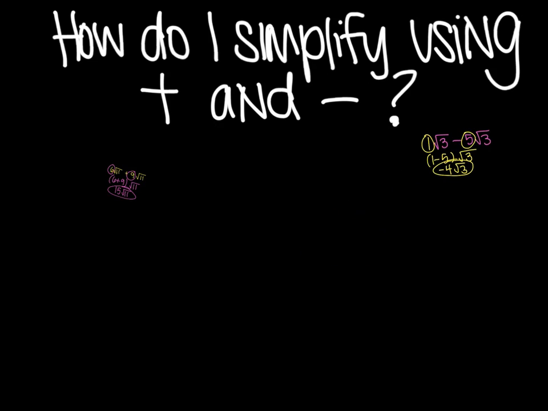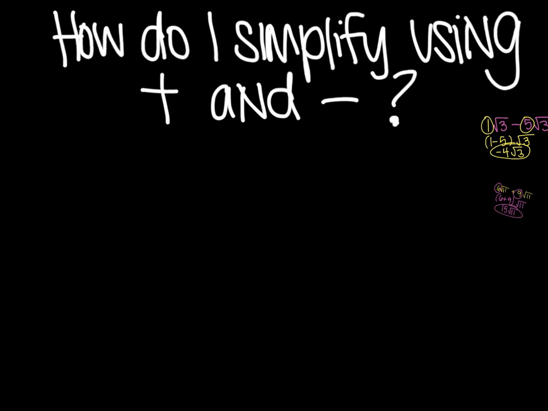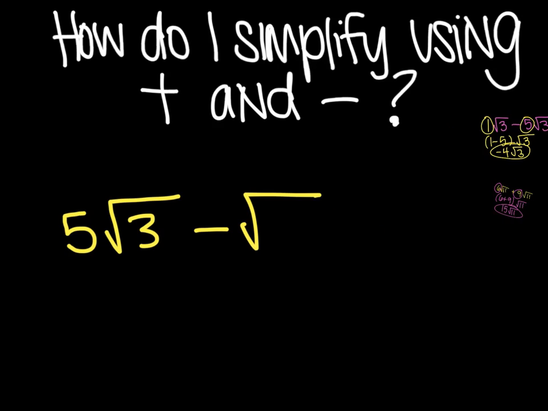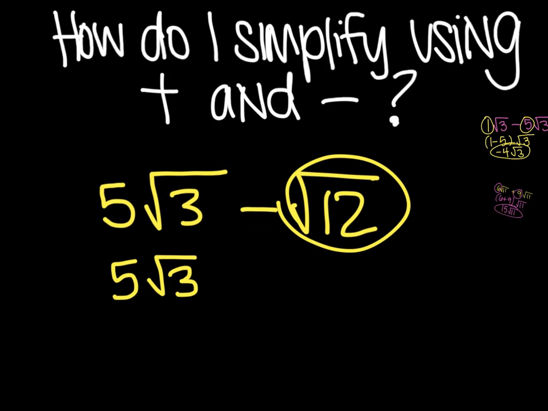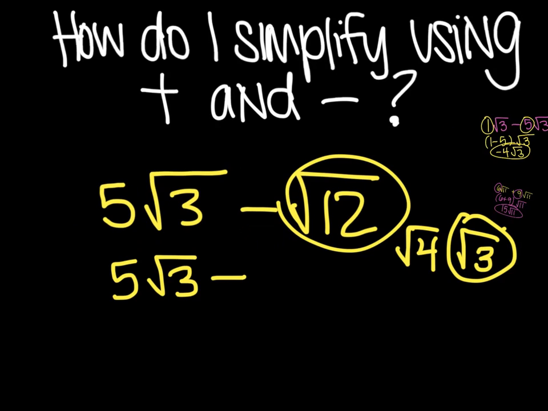The last example I'm going to give you is one where you don't have like radicals. So here, let's do 5 square root of 3 minus the square root of 12. We don't have like terms here, or like radicands. So what you have to do is find something that's going to become a like radicand. This 5 square root of 3 is going to stay, but I can break apart the square root of 12 into the square root of 4 and the square root of 3. Using the square root of 3 is going to be helpful because then I have a like radicand. So I'm going to subtract the square root of 4 times the square root of 3.